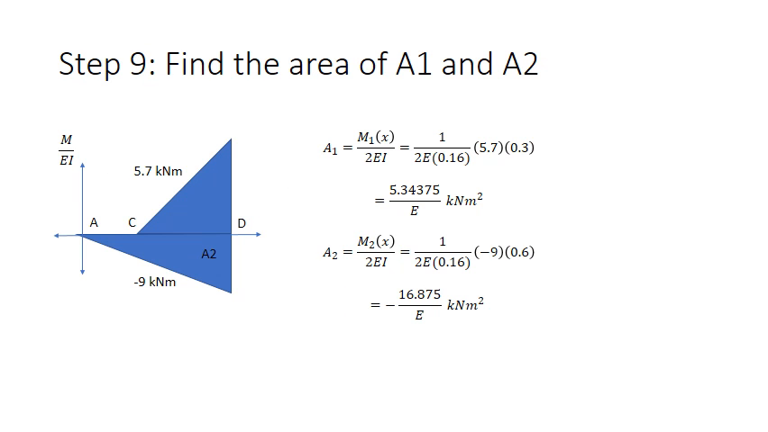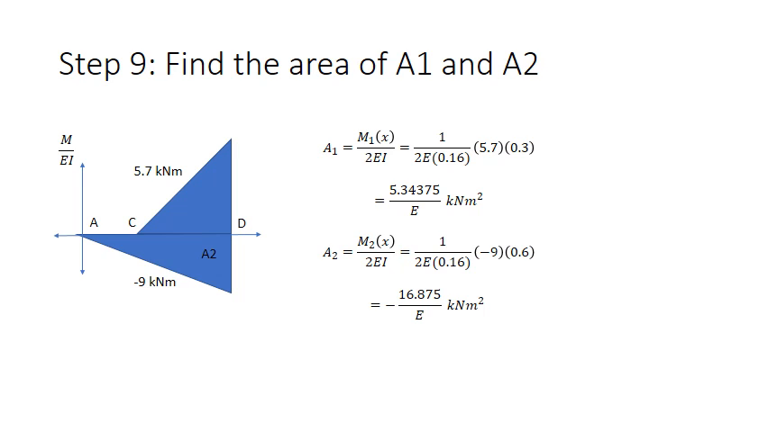So for step 9, we need to find the area of A1 and A2. So A1 equals M1 x over 2EI, which equals 1 over 2E multiplied by the I, which is 0.16, and times M1, which is 5.7, times X, which is the length, 0.3. So A1 is 5.34375 divided by E, kilonewton meter square.